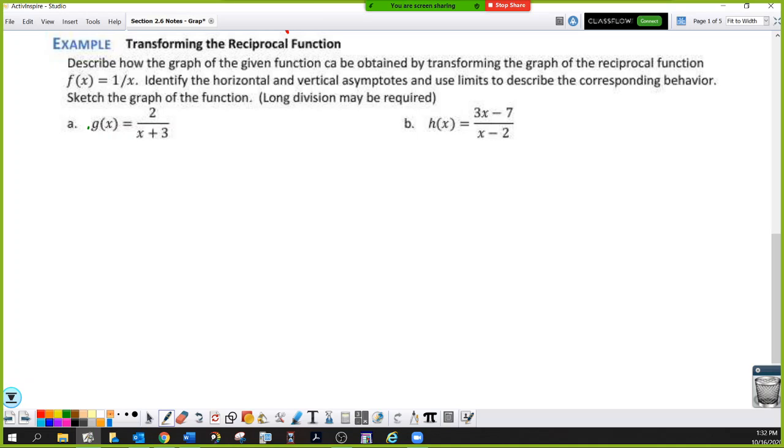Yeah, vertical stretch, specifically factor 2. The board is lagging very badly. The bottom is supposed to be just an x. I now see an x plus 3. What is that? Yeah, left 3 units. We shift left 3 units.